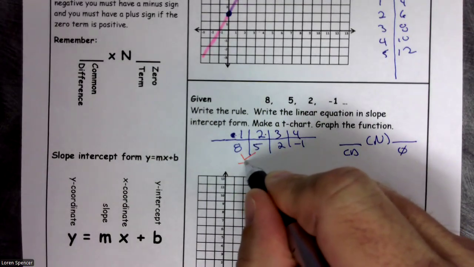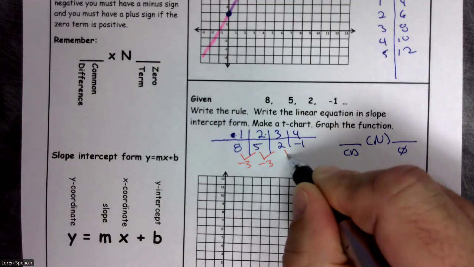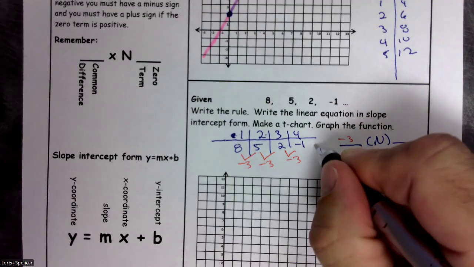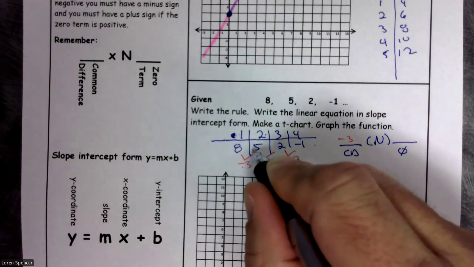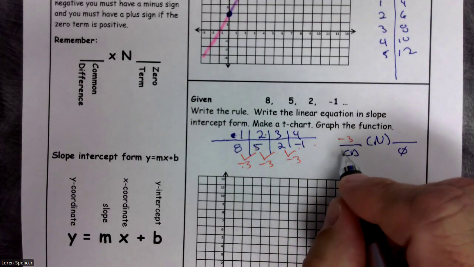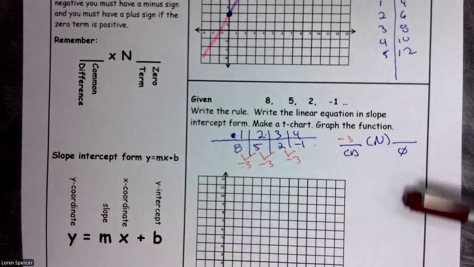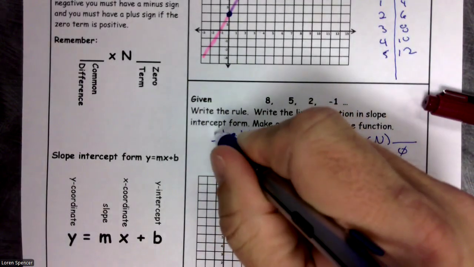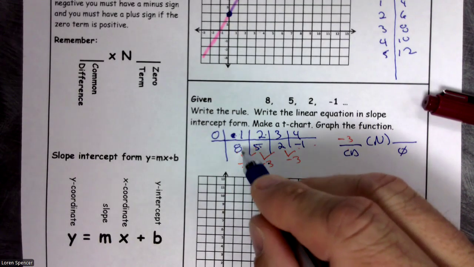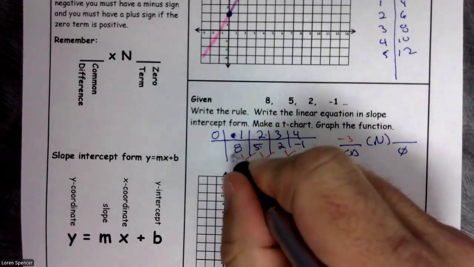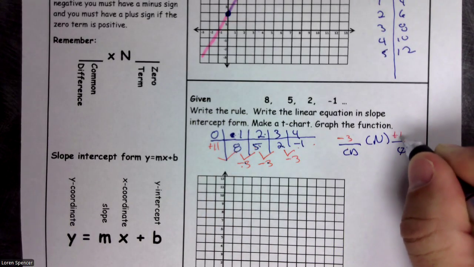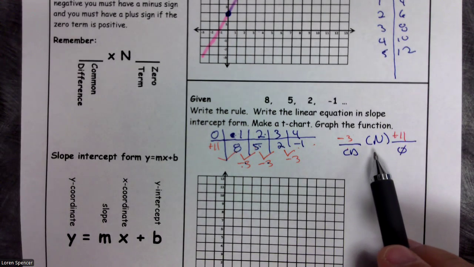Well, we're going down, so this is negative 3. So my common difference this time is negative 3 because this is getting smaller as we go this way. So 8 minus 3 is 5, 5 minus 3 is 2, 2 minus 3 is negative 1. All right, so that tells me this is that. Then we have to go the opposite direction to get our zero term. So I'm going to have to add: 2 plus 3 is 5. 5 plus 3 is 8. 8 plus 3 takes me to a positive 11. So we have negative 3n plus 11.